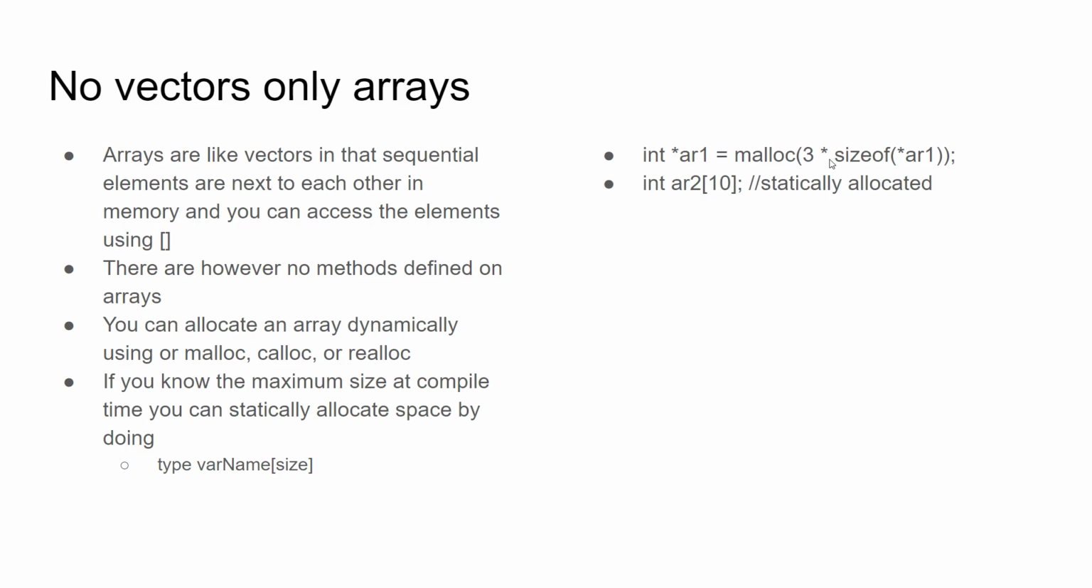So here's how I could dynamically allocate space for 3 integers. Here's how I could statically allocate space for 10 integers. The static allocation I can't resize. It's stuck at being 10. So if the user now enters more than 10 integers, I'm hosed, right? As long as they enter 10 or fewer integers, things are cool.